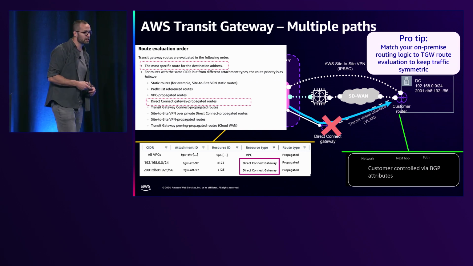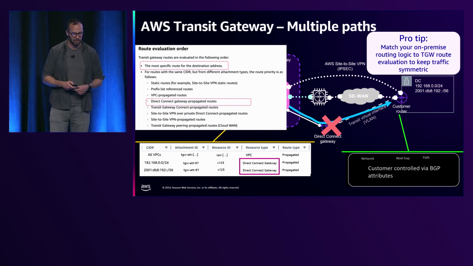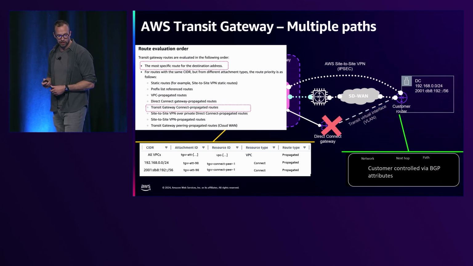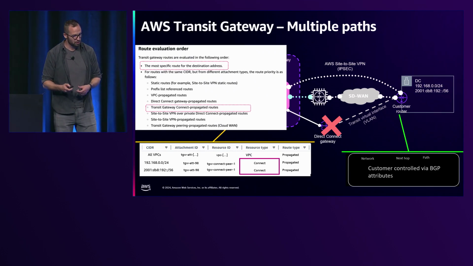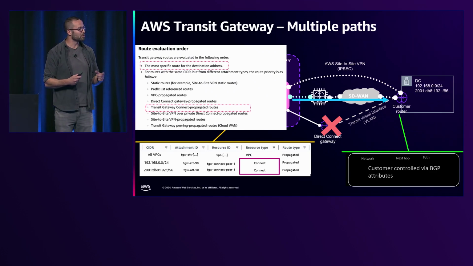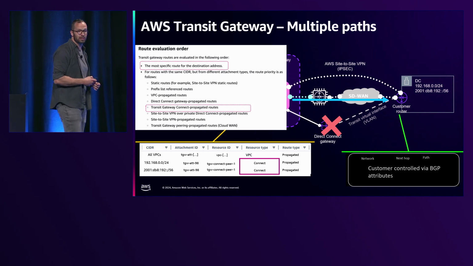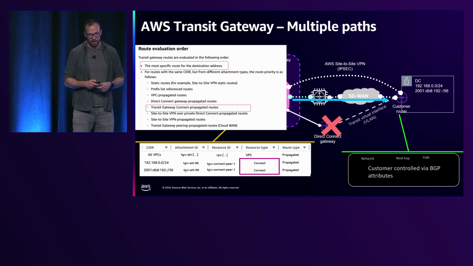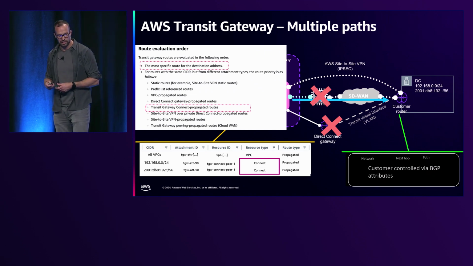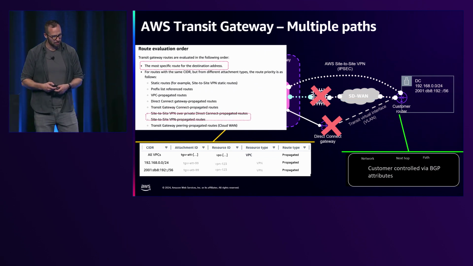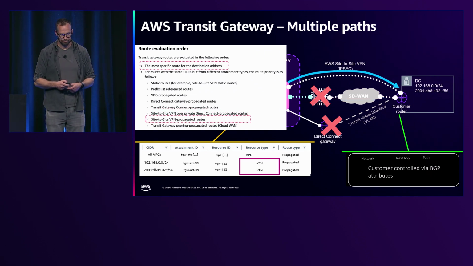Now, if Direct Connect fails for some reason, the next available connectivity option is TGW Connect attachments. Those will take over. So even though you can't see them in the routing table, because that's just a forwarding information base, they're there, and they will take over if the primary route disappears. And then finally, if for some reason SD-WAN has an issue, traffic will flip to using IPsec VPN.